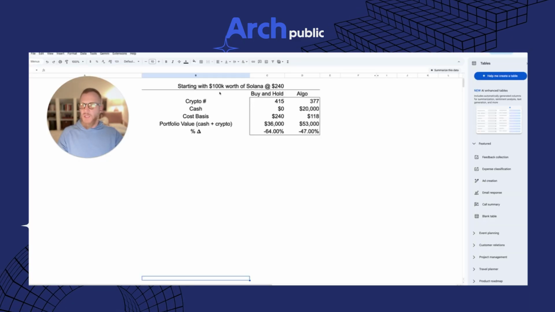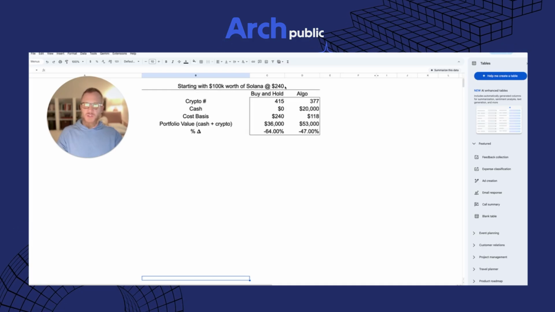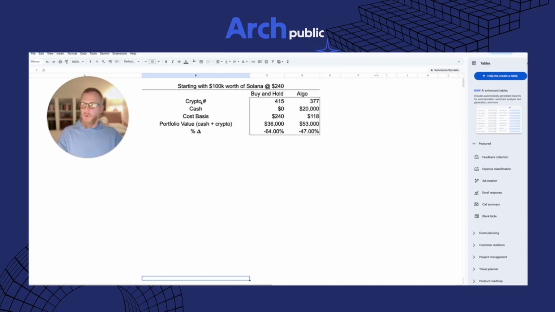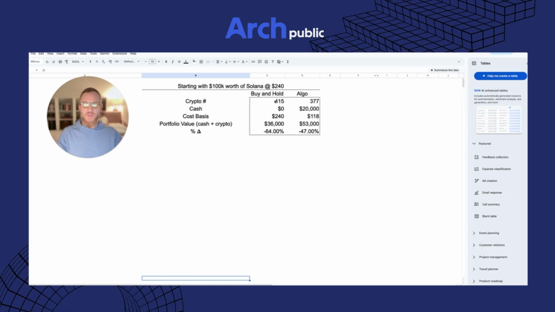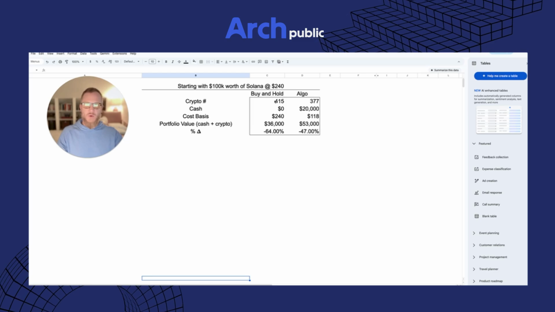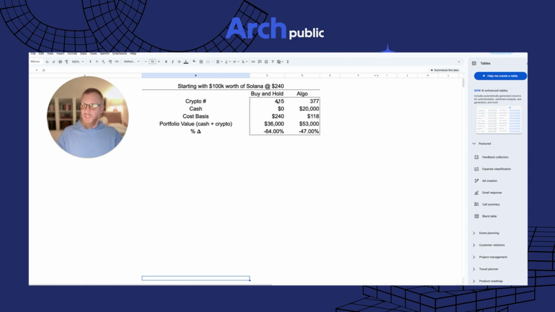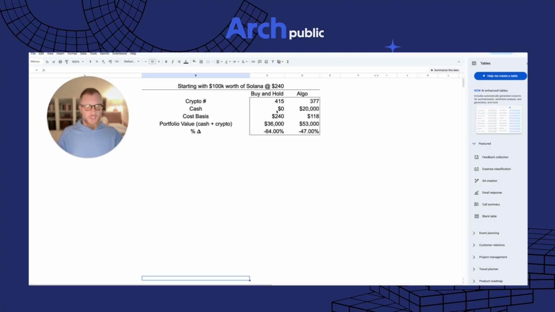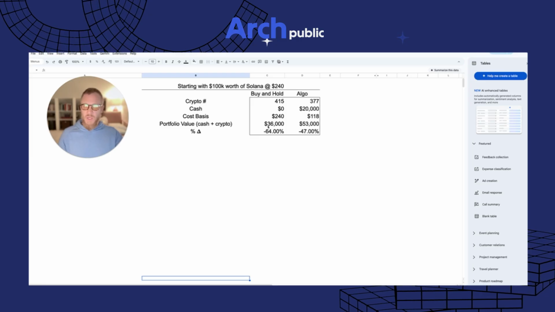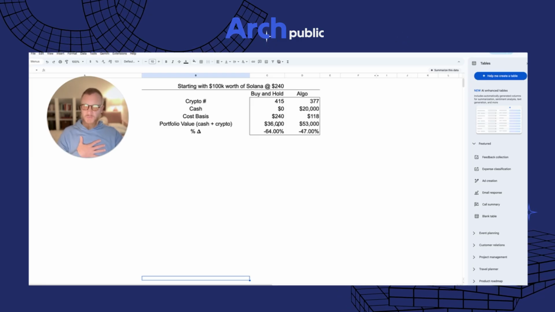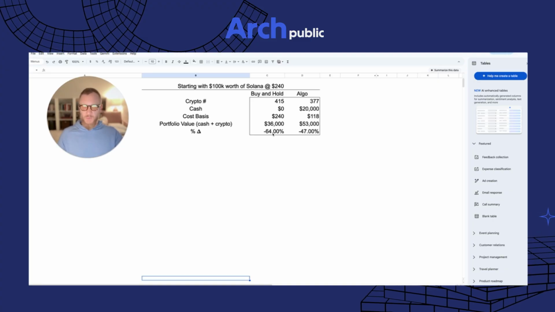So again, not anything hyper complex here, but you can see we start with 100K worth of Solana at $240. Crypto number is just the amount of SOL that we'd own right now if we had run this from September to now. We start with the buy and hold strategy. We had 415, we'd still have 415. We would have zero cash right now. Our cost basis would still be $240. Our cash plus crypto current value would be $36,000 roughly, and that would be down 64%.